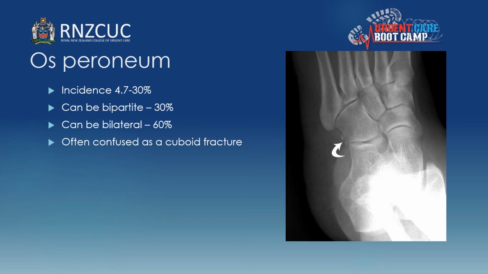Os peroneum, often sent as a cuboid fracture, is reasonably common. About 1 in 8 patients from some studies, the range being quite large. Can be bipartite like the ones in the demonstration. 60% are reported to be bilateral and often confused as a cuboid avulsion.